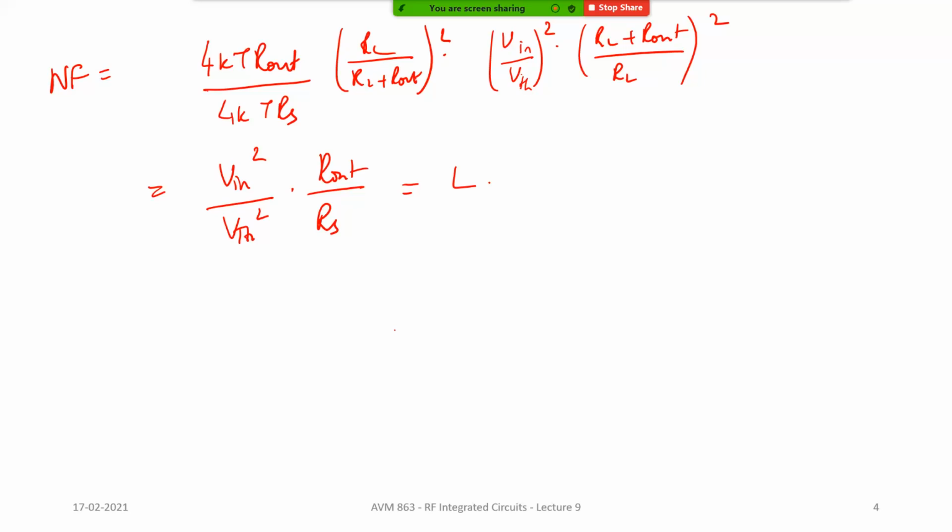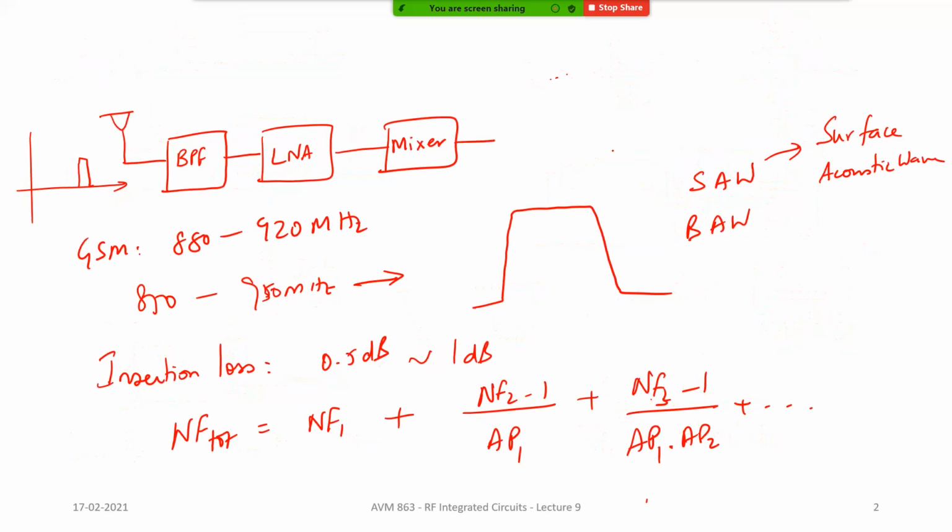So in other words, if you have a loss element at the input, or anywhere down the receiver chain or your RF chain, the noise figure of the loss element is equal to the actual loss of that element. In the example I gave, if the insertion loss of your bandpass filter is 0.5 dB, it means the noise figure of that is also 0.5 dB, assuming the matching and all that is properly done.